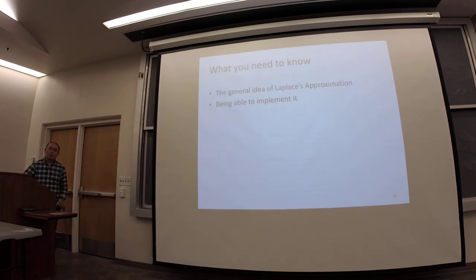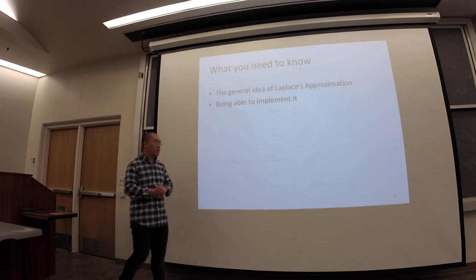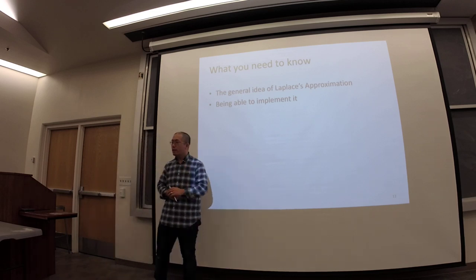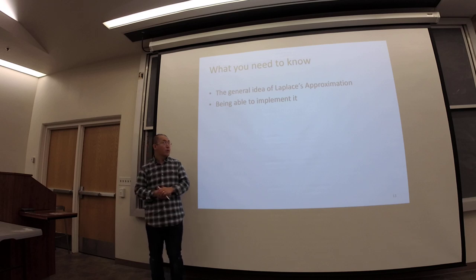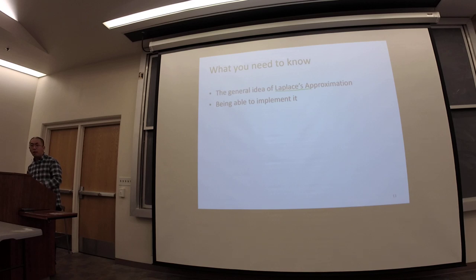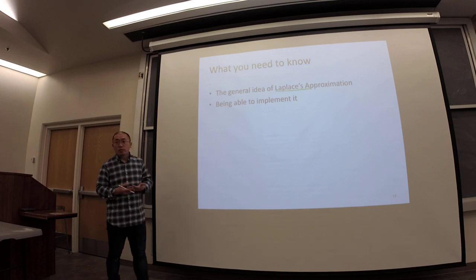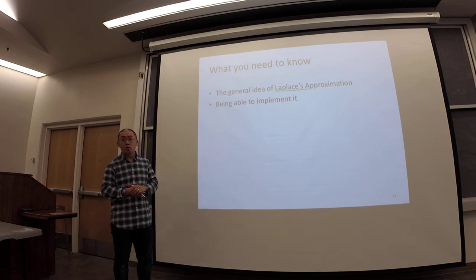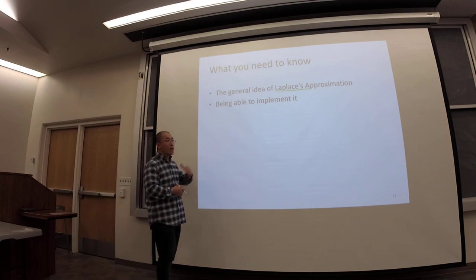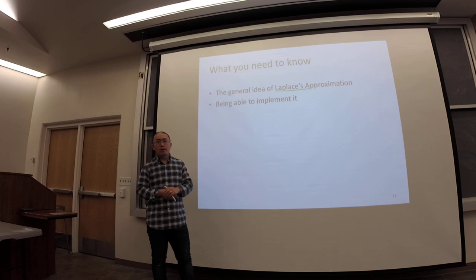So that's all about Laplace approximation. Very straightforward, very simple. It's a natural extension of the MAP estimation, but in many cases it's very useful. So what do you need to know? First, you need to know the general idea of Laplace approximation: you construct a Gaussian distribution to approximate the true posterior distribution. And you should be able to implement Laplace approximation for any probabilistic model.